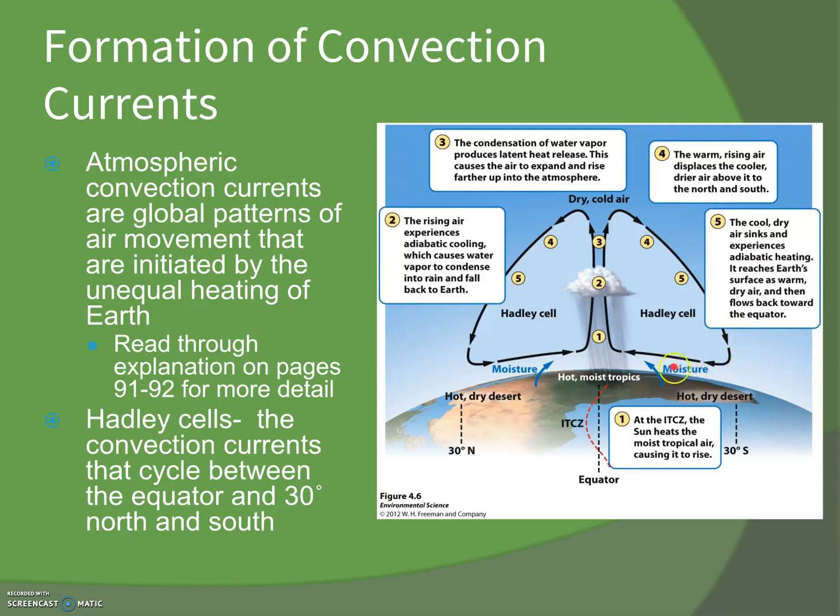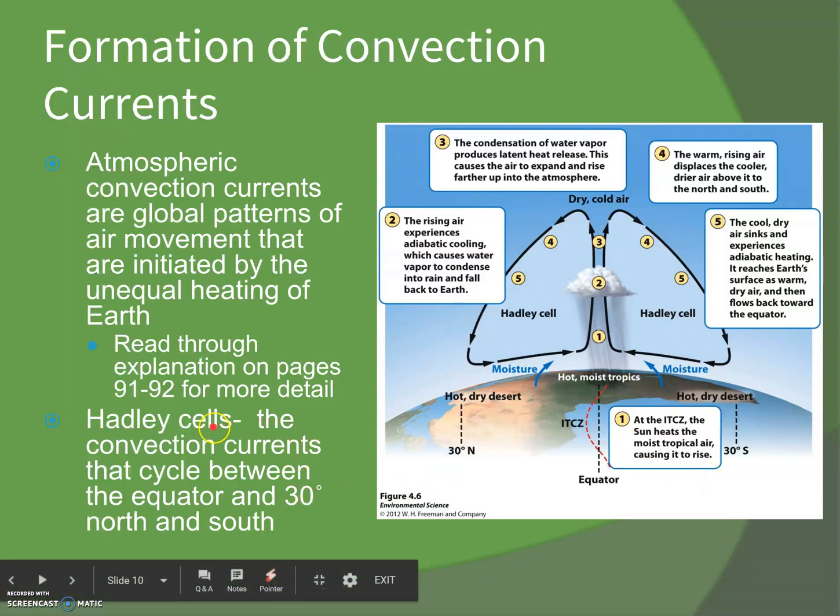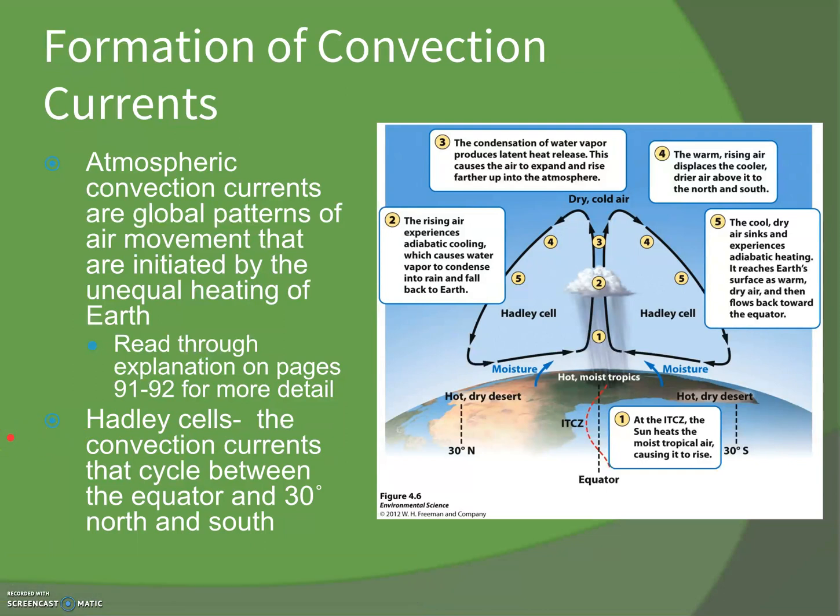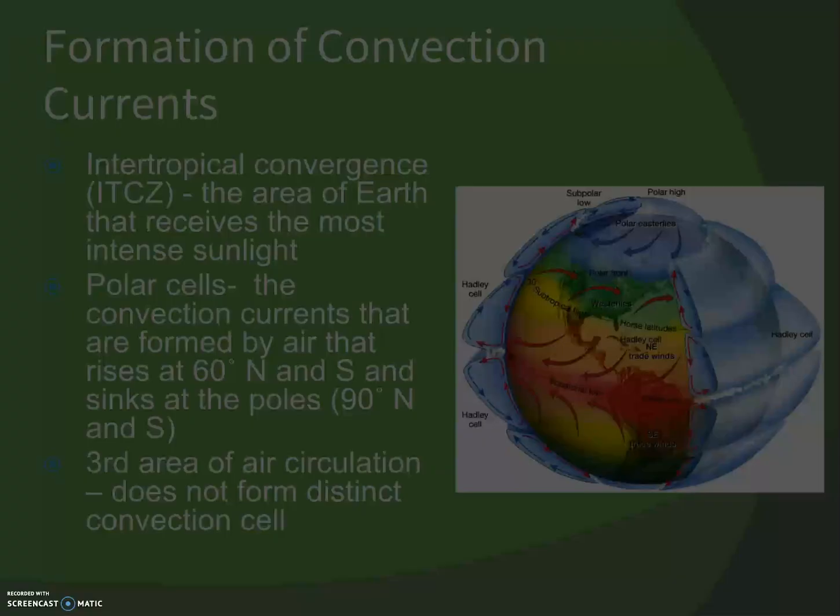It's going to flow back towards the equator. It's going to pick up more of that moisture, and it's going to continue on and on again. This is why we have so much moisture at the tropics. This is where those Hadley cells really meet up, and the convection currents that cycle between the equator are the ones that we really talk about, but then also at 30 degrees north and south of the equator.